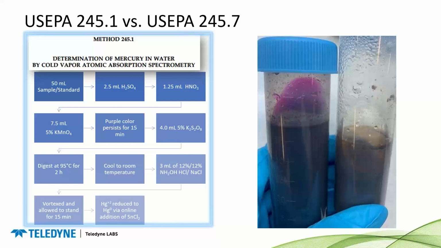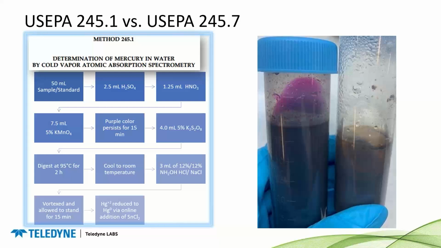And if it doesn't, like the tube on the right in the photograph, if it turns a brown color, it doesn't stay purple, then you need to add more potassium permanganate to every single standard and sample for matrix matching purposes. Once you can get that color to hold for 15 minutes, you're going to add your potassium persulfate, and then you're going to do a heated digest in a block digester at 95 degrees C for 2 hours.